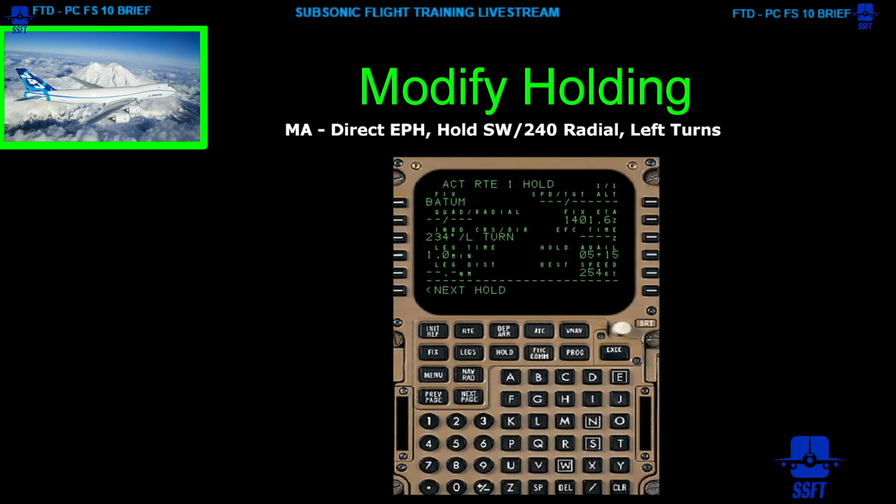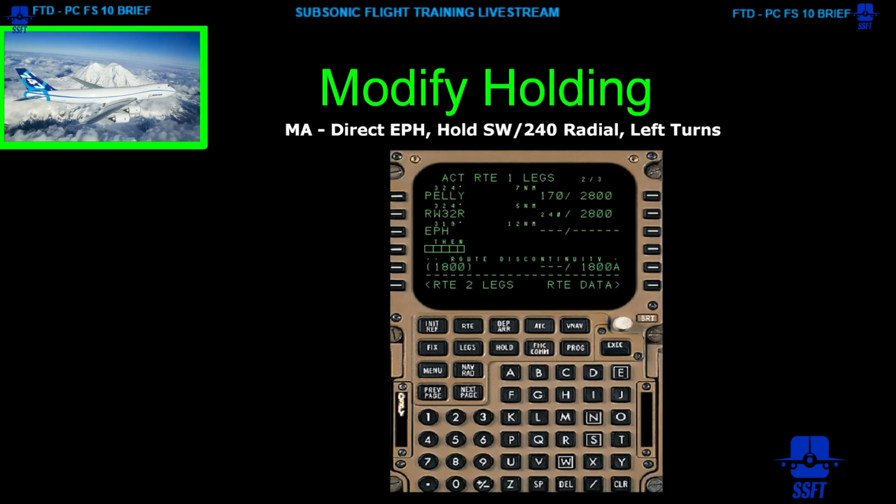But we will get a modification to the missed approach hold, and the modification will be, in the event of a missed approach, to go direct to Ephrata, to hold southwest of Ephrata on the 240 radial with left turns. So the missed approach hold will be Batum, so we're going to need to change to Ephrata. And the way we can do that is we can go to the legs page, and after runway 32 right, we can type out Echo Papa Hotel and put it at the L3 position. And that will create a discontinuity because what is after that is the missed approach hold to Batum.